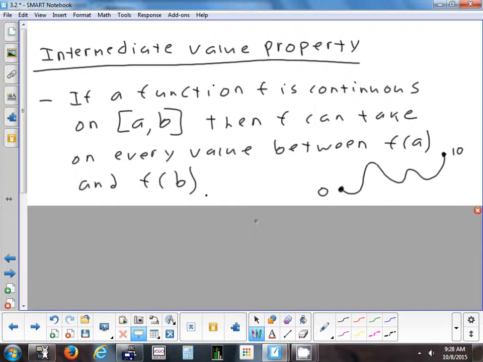Maybe this is like 3. It'll hit a height of 3 several times. But I guarantee it'll go through every height between 0 and 10 at least one time. Even if you just drew it as a straight line, it would go through every height between 0 and 10. Okay, any question on that? Does everybody see why this wouldn't work if it was discontinuous? If I had a function that was like this and said, well, do I go through every height? No. I skip a whole bunch right in here because I picked my pencil up to draw that.